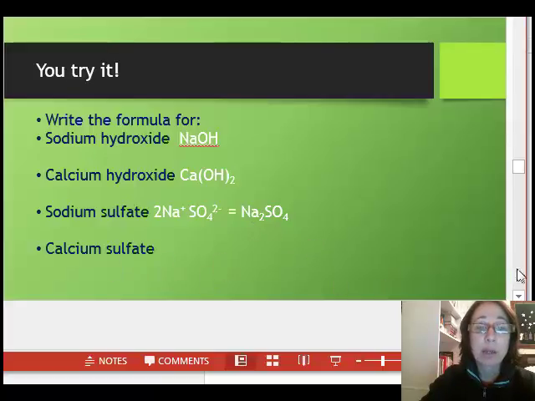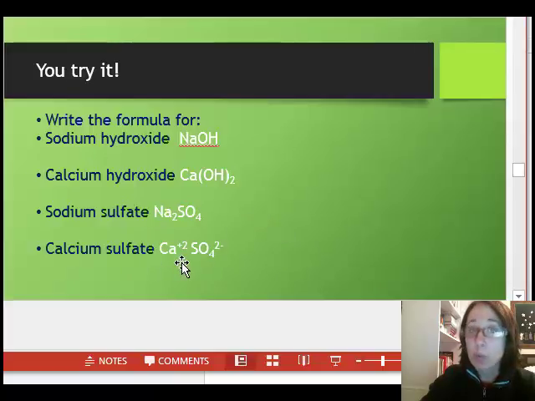Considering calcium sulfate, calcium has a charge of +2, which cancels out the -2 charge of sulfate. Thus, the formula is capital C, lowercase a, capital S, capital O, subscript 4. There is 1 calcium cation for each sulfate anion.